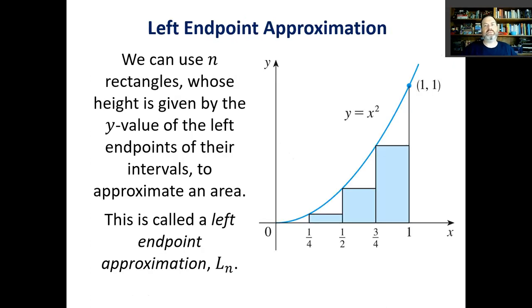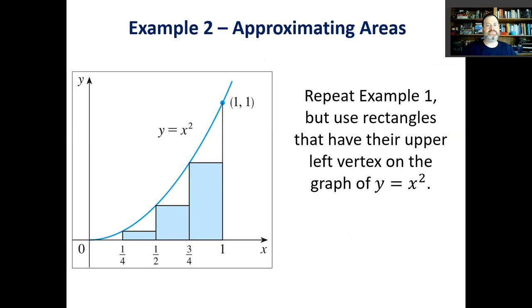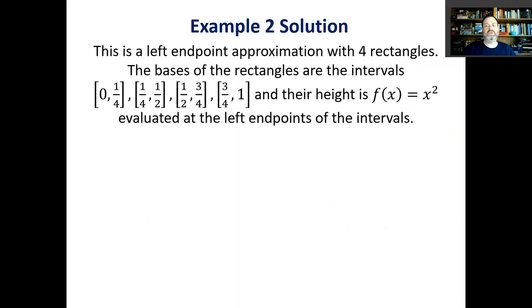What if we use a left endpoint approximation? What if the heights of the rectangles is given by the left endpoint of the interval? Let's see what happens. So we're going to do example 1 again, but this time a left endpoint approximation. So the bases are still the same. You always want to write out the intervals because you could do left endpoint, right endpoint. You've got to be able to see the endpoints. It's really important.